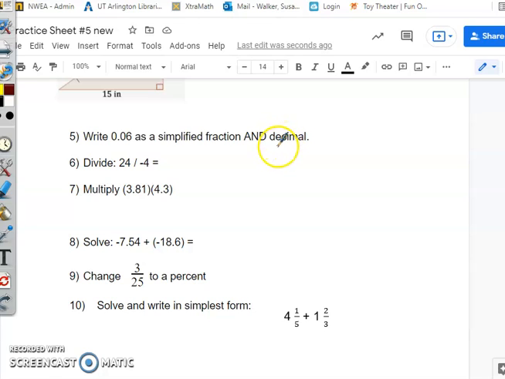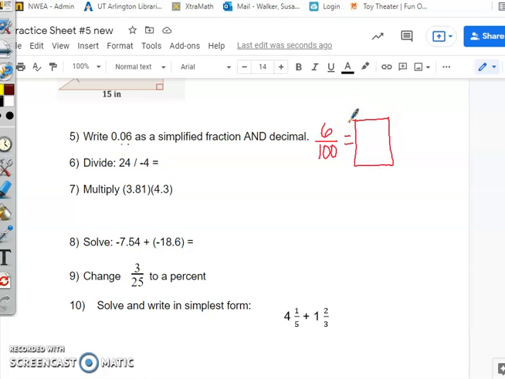So the fraction, we look over here, check our place value, tenths, hundredths. So this number reads as 6 hundredths, okay? Your job is to simplify that, okay? And that will be your answer, okay?